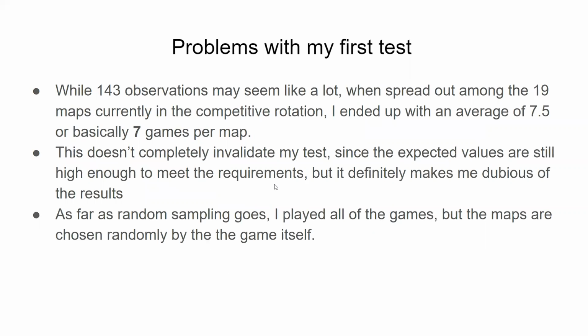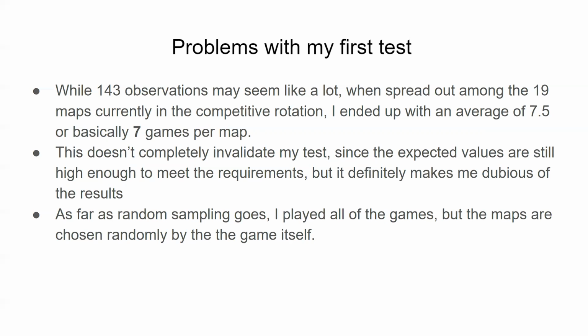And so this is where I came to realize there are some problems with this test. First of all, 143 observations sounds like a lot, but when you spread it out among 19 maps, that's an average of 7.5, or basically 7 games per map, which isn't huge. It's still enough though that the expected values are high enough to meet the requirements for a chi-square test. Like the test is valid, but I would have liked more observations. And as far as random sampling goes, I played all the games, but the maps are chosen randomly by the game itself.